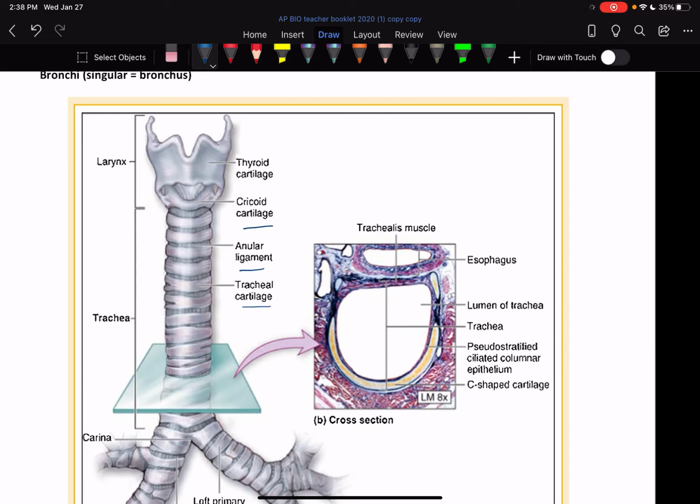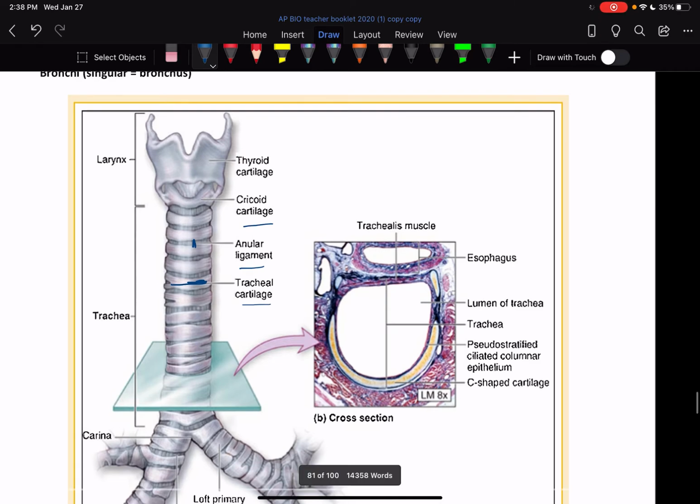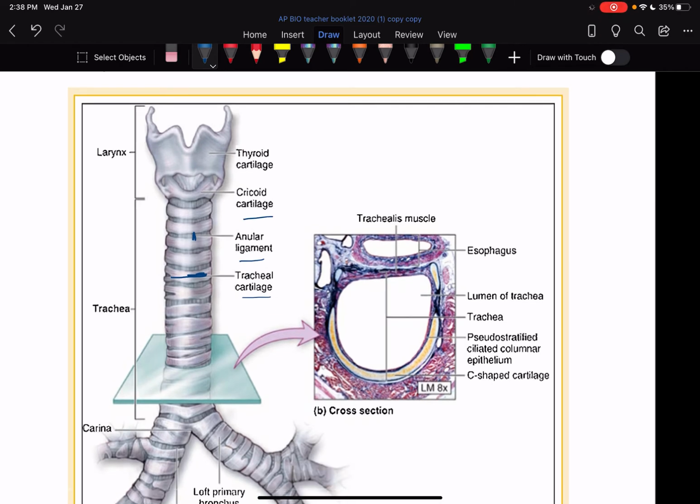And what we notice here is that there's some angular cartilage that's going this way and some tracheal cartilage that's going this way, and it just helps to give a little bit of stability, okay? And if we look here at the cross-section, first I want to highlight the esophagus. We've done the digestive system already. But look how flat it is.